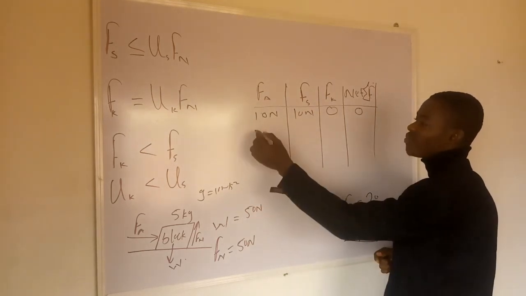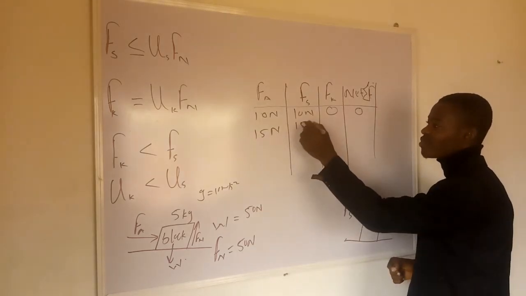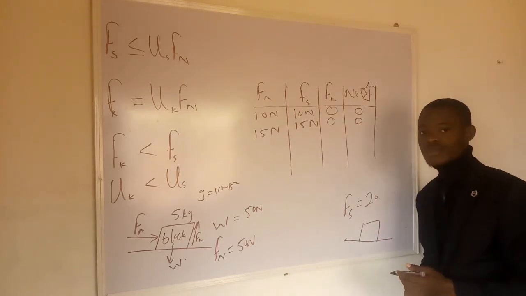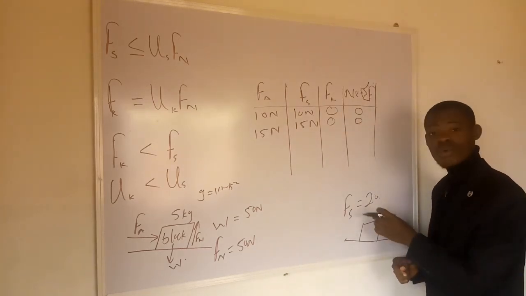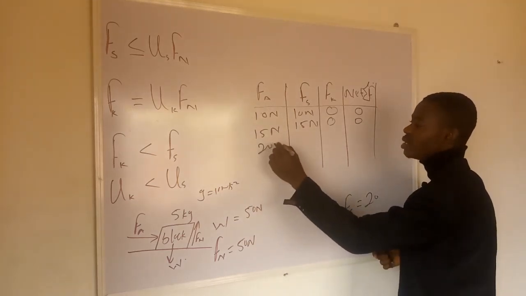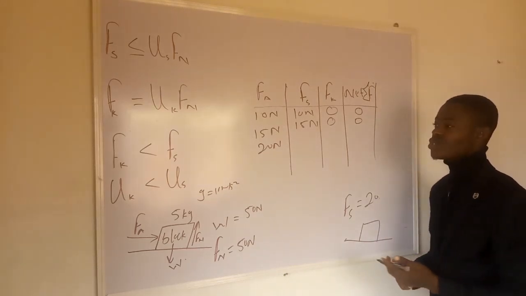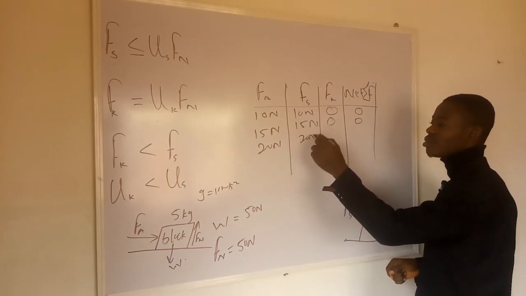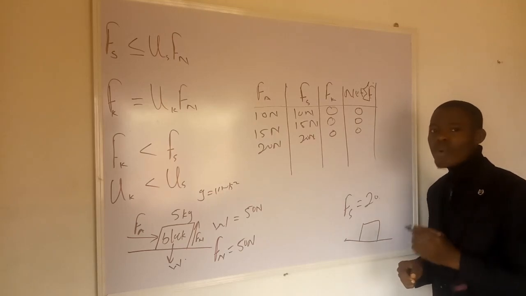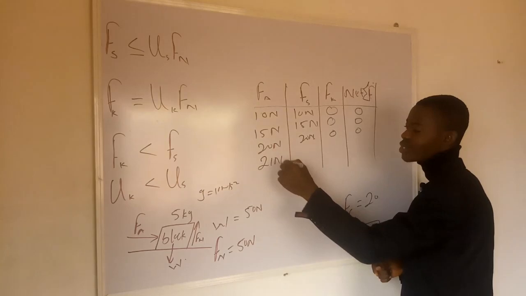Now let's say for instance we apply 15 Newton to it. Will it move? Never. What will be static? Static will still be 15. But kinetic will still be 0 and net force will still be 0. Now let's say we apply a force equal to this 20 Newton. What will be the static friction in this case? It will still be 20, and therefore kinetic will still be 0 and net force will still be 0.